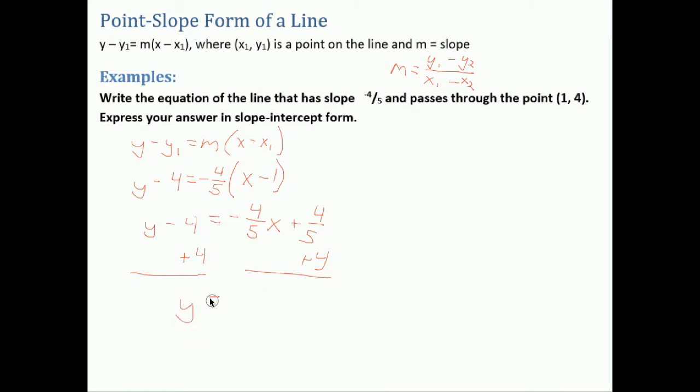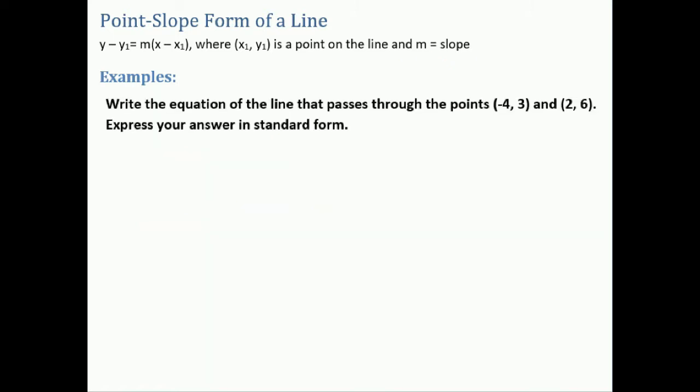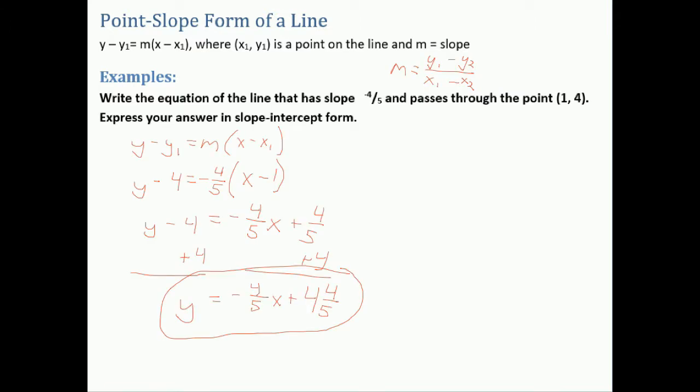So y equals -4/5 x plus 4 4/5. And that's the equation of the line in slope-intercept form. So now it's nice and easy to graph if we had to. Next one. As we go through these, they're going to be progressively more difficult, which they're not hard, they just have a little bit extra work that we have to do.